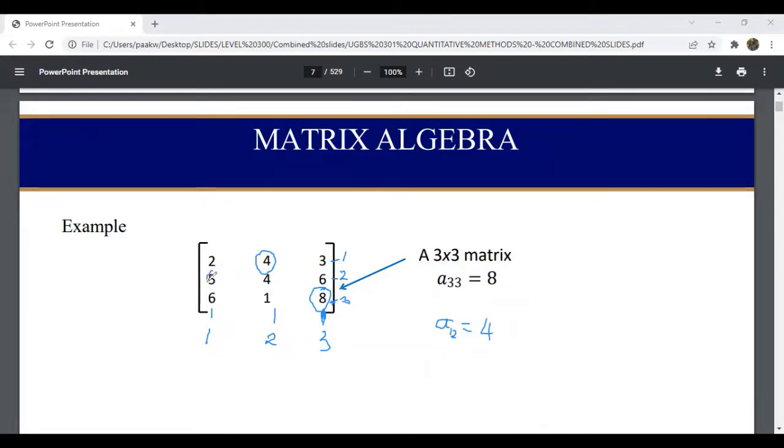Okay, what about the element 5? Where can that one be located? He said 821. Okay, that is correct. What about the one here? A32. All right, correct. So I guess you all understand this one.